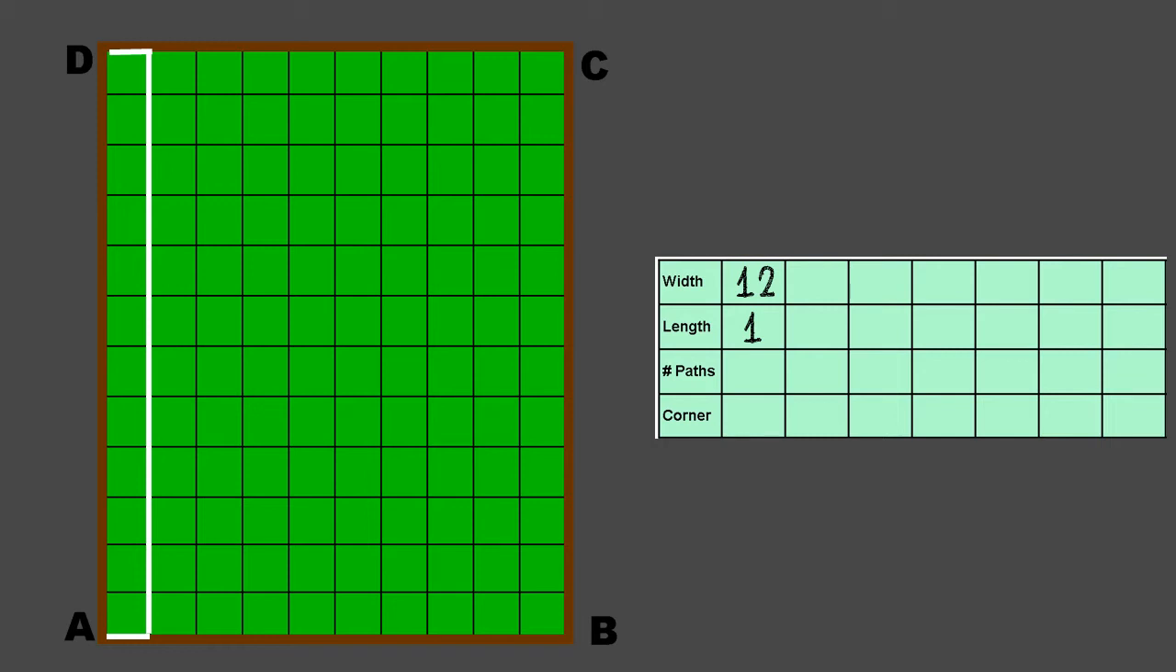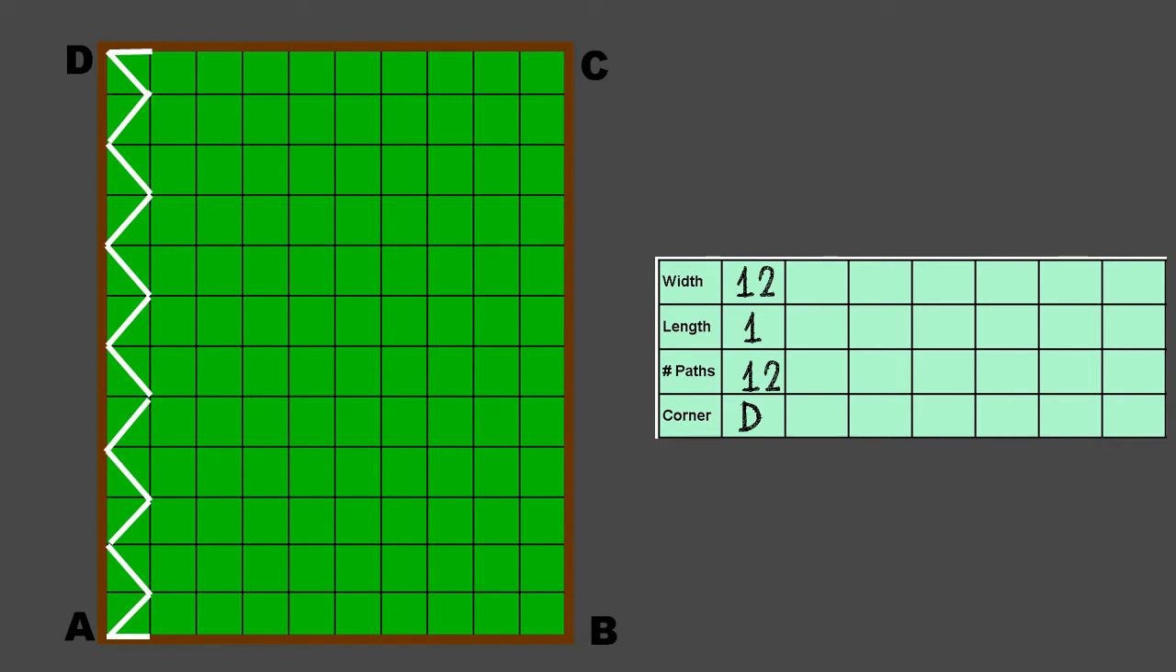Now let's look at the path the ball will take if hit at a 45-degree angle from corner A. We have that length, another line segment, another line segment, again, again, and it just bounces its way up until it hits the corner D. So the path it took for a 12 by 1 was 12 hits, or 12 line segments, to get up to the top, to the final corner.